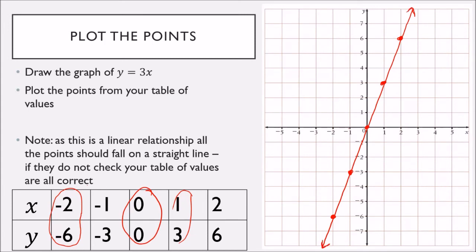So you need to put little arrowheads on either end of your line to say that this relationship is true for any value of y and any value of x. And our last little bit is to write somewhere on it that this is the relationship y equals 3x.